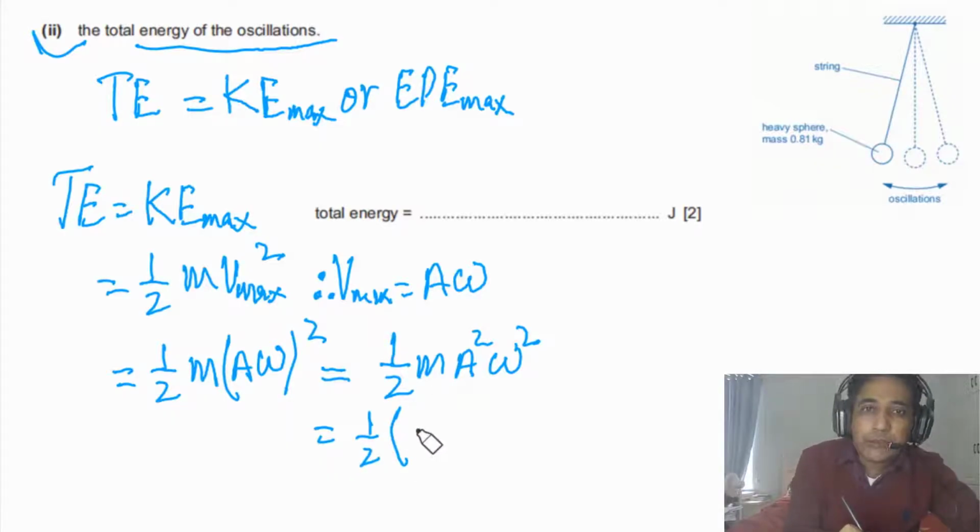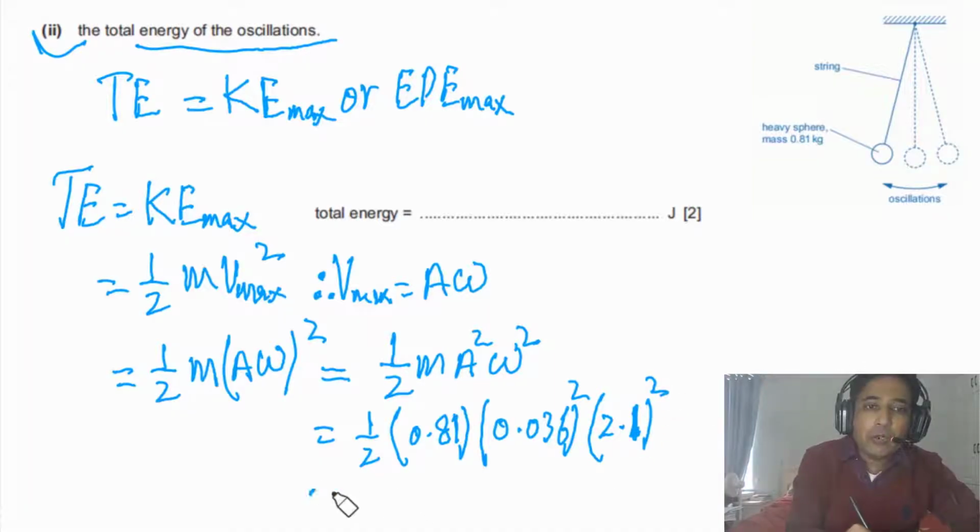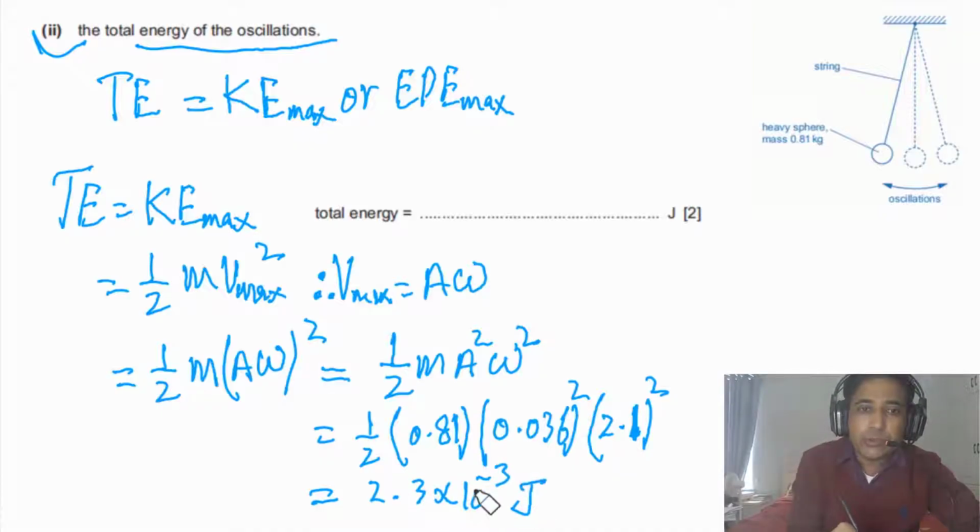Value of mass is given to us in the question, that is equal to 0.81 kgs. And value of amplitude is also given to us, that is equal to 0.036 meters, and value of omega we have just calculated, that was equal to 2.1 radians per second. Now if we simplify, we will get in this case 2.3 times 10 to minus 3 joules. So this is total energy of oscillations, meaning the maximum energy.